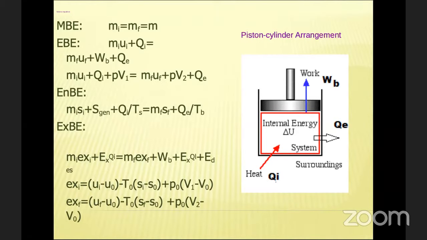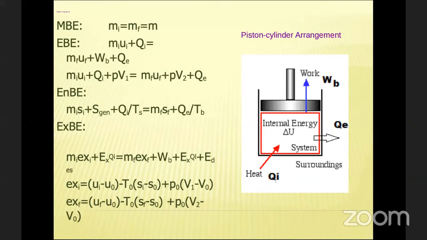Next, energy balance equation. Because of the fluid inside with the internal energy, Mi Ui plus I'm giving the heat input, so Qi. These are all the inputs, which are on the left side. This is equal to, what are the changes we are observing? There will be the internal energy change within the system, that is Mf Uf, plus boundary work Wb, and since heat is the high grade energy, there will be some rejection, that is plus Qe. Right, this is the energy balance equation.